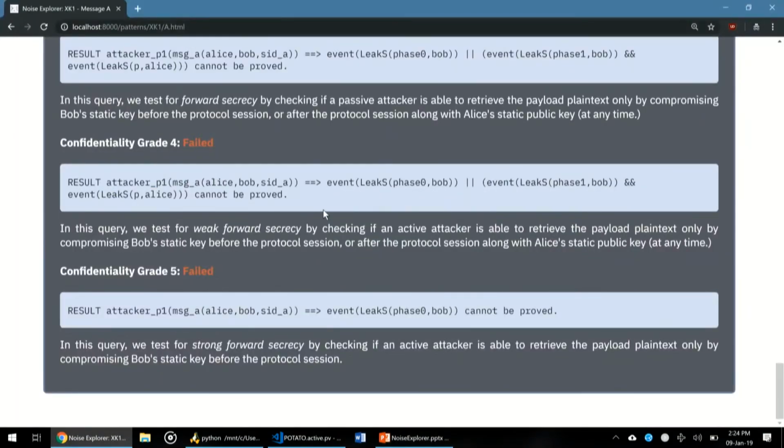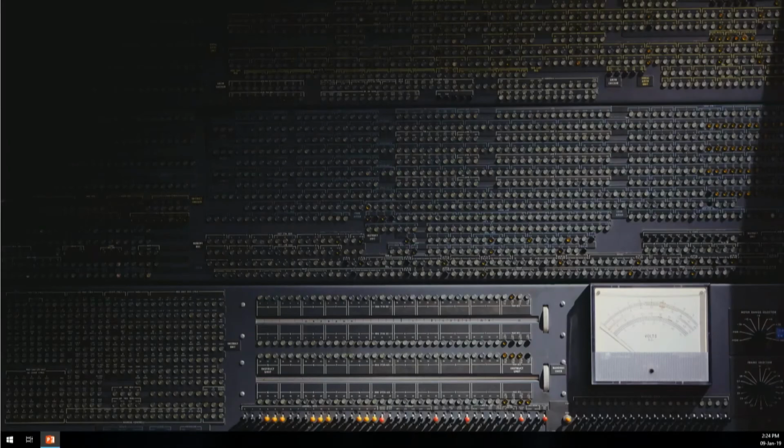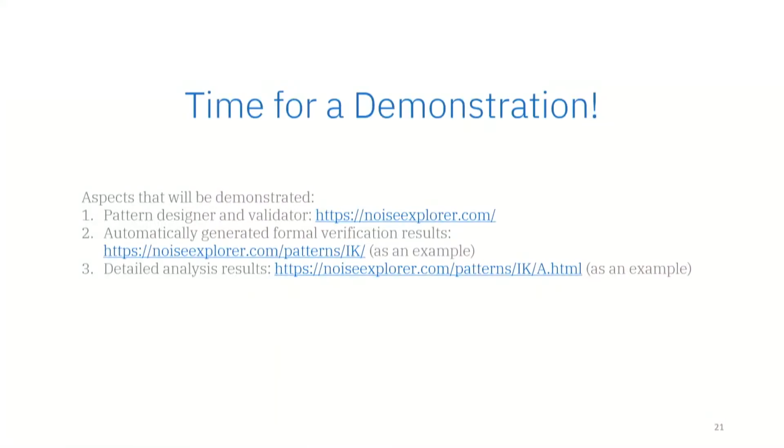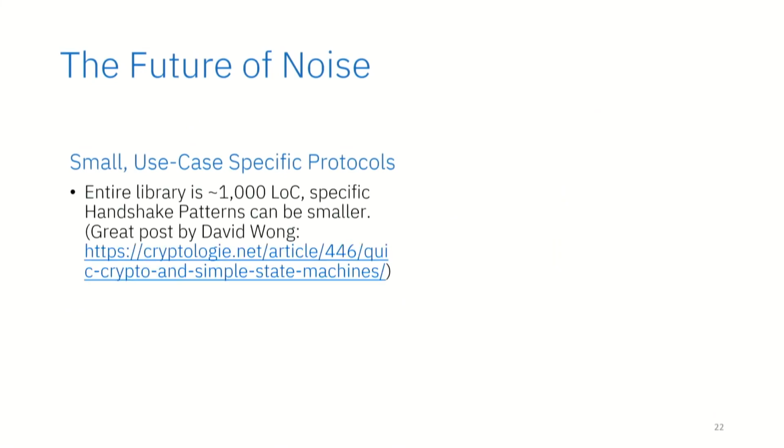That's really Noise Explorer. I'm a bit over my time. All right. Great. The future of Noise, very quickly. So, small use case specific protocols. The entire standard library of Noise is around 1,000 lines of code, and specific handshake patterns can be smaller.